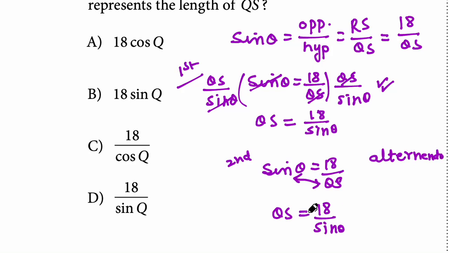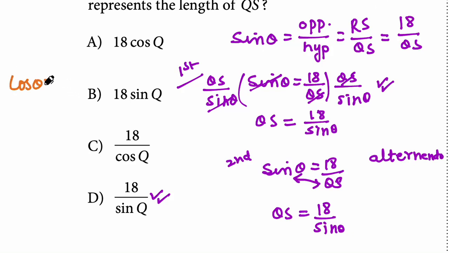Or third is to do it orally. If you multiply by QS on both sides, this QS will be cancelled. And if you divide by sine theta on both sides, this sine theta will be cancelled. You must reach a level where you can do it orally. Okay, but whatever your way is, our answer is QS is equal to 18 over sine theta. D seems to be the right option, but let's do cos theta also.